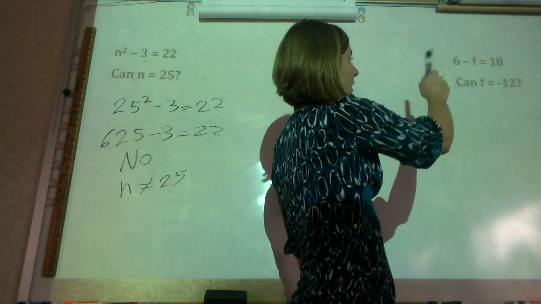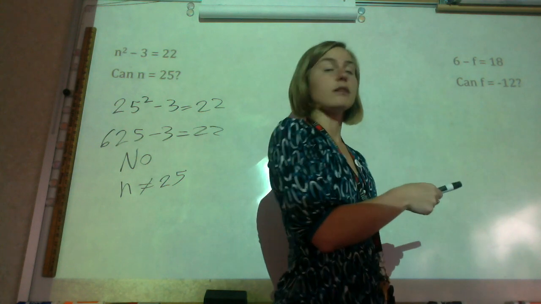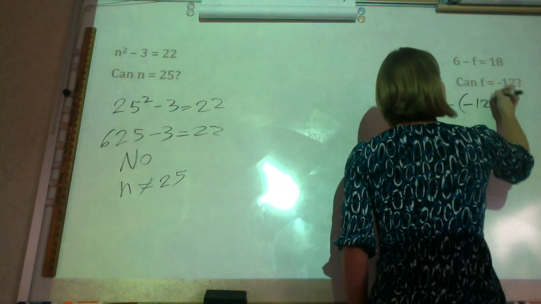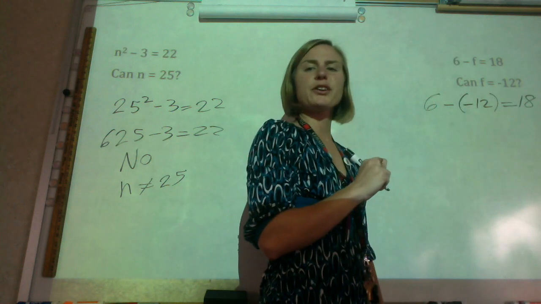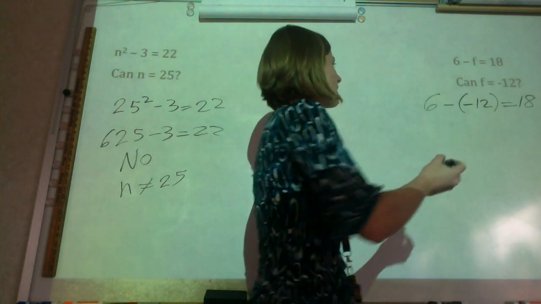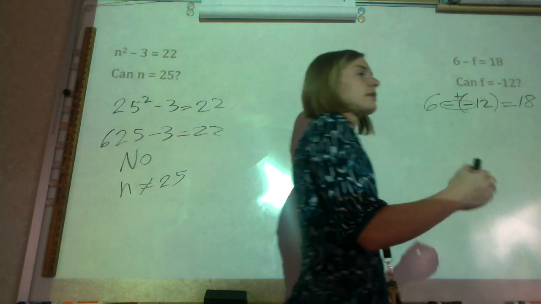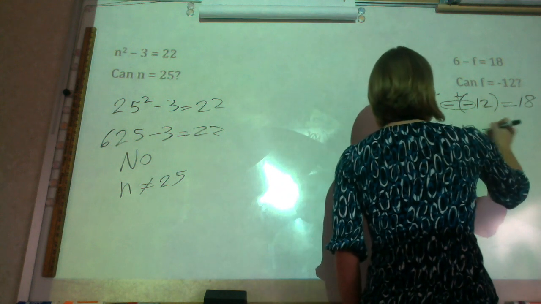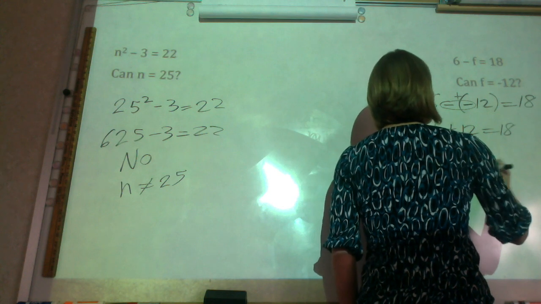Let's take a look at our last one. We have 6 minus f equals 18. So can f equal a negative 12? Let's find out. So 6 minus negative 12 equals 18. Right? Well, we're not very good at negatives, so we need to keep working with this. If we have two negatives, that becomes a positive, because if you subtract a negative, you're now going positive. So we have 6 plus 12 equals 18. Oh yeah, that works. So yes, f can equal negative 12.